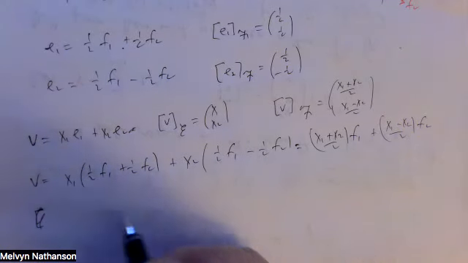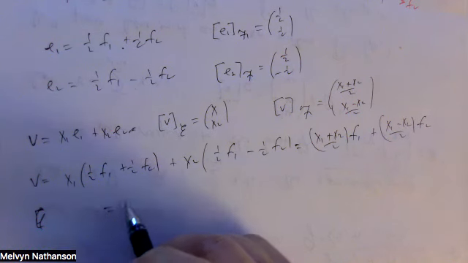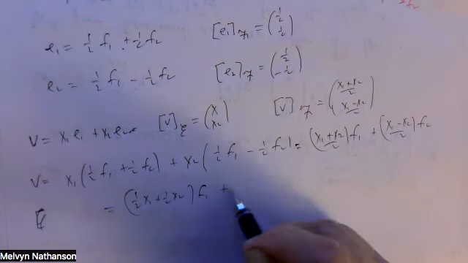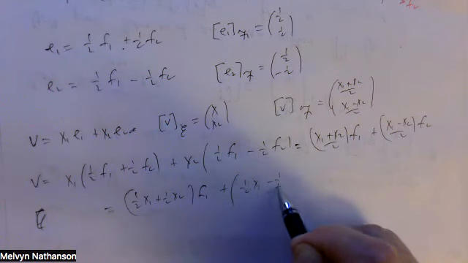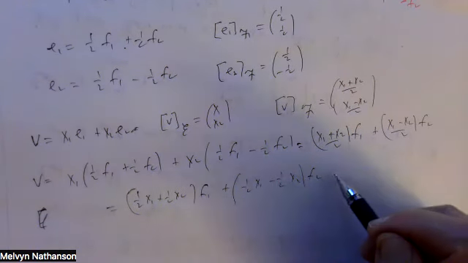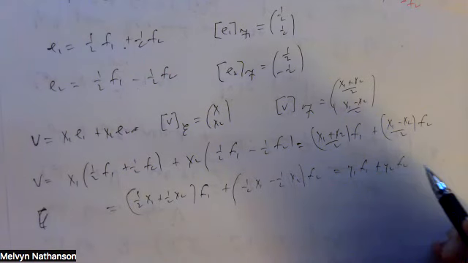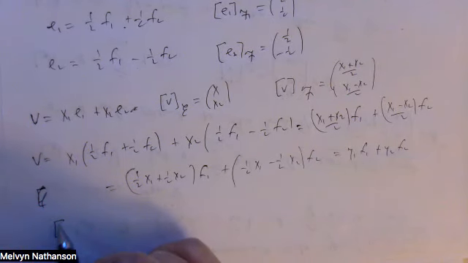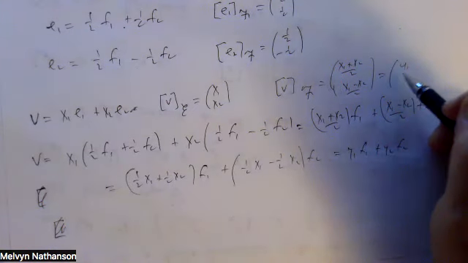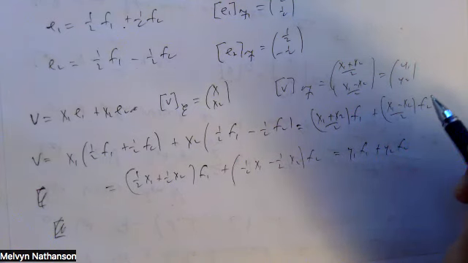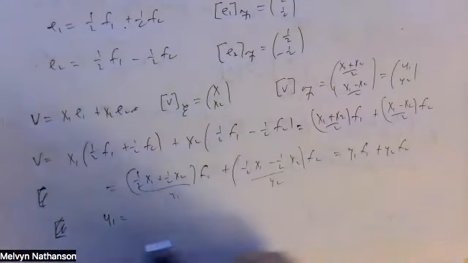Let me write this like this, actually. This is 1/2 x1 plus 1/2 x2 times F1 plus 1/2 x1 minus 1/2 x2 times F2. And let me call these coefficients y1 F1 plus y2 F2. So the coordinate vector of V is (y1, y2). So this is y1, and this is y2.